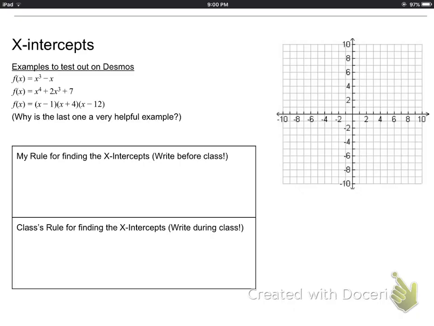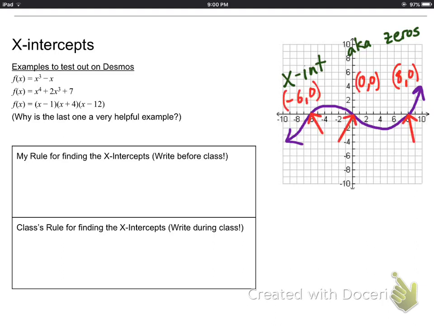Alright, hopefully you found a good rule for the y-intercepts. Just a little trickier is the x-intercepts. Just a reminder what those are. The x-intercepts, sometimes we call them zeros, are the points that hit the x-axis. So for example here we have three of them: (-6, 0), (0, 0), and (8, 0).